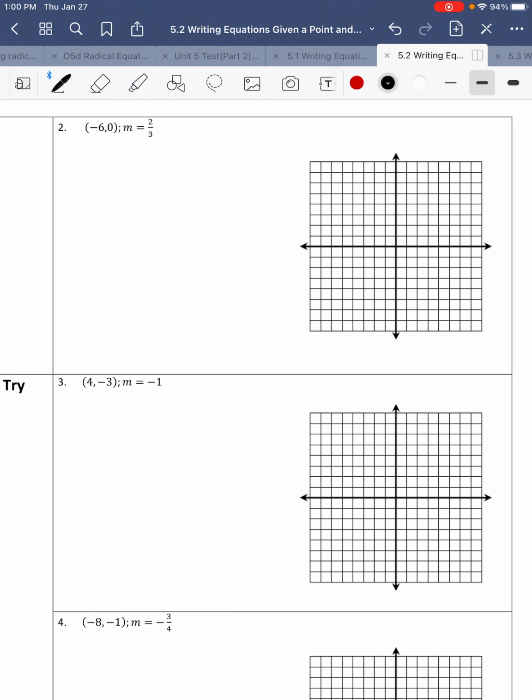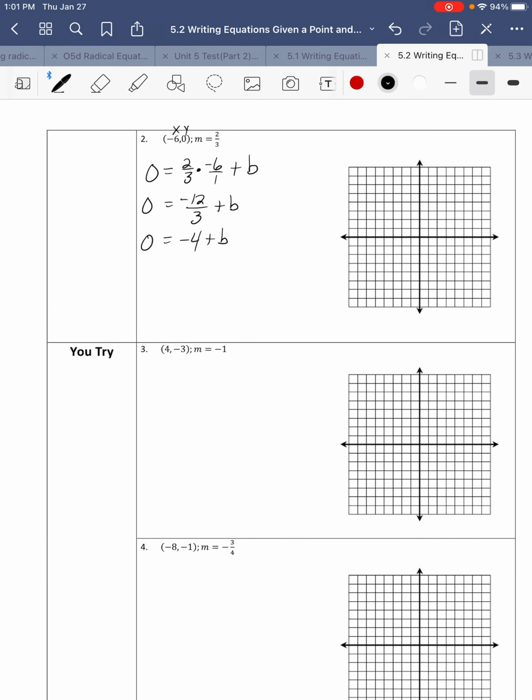Look on the back here. Next point, I'm going to do this algebraically. First, x, y, and your m. So your y is 0 equals 2/3 times -6 plus b. I put the -6 up top because I knew it was going to be a fraction. So multiply your numerators, 2 times -6 is -12. Multiply your denominators, 3 times 1 is 3. -12 divided by 3 is -4. And to move that -4, you do the opposite. Add 4.